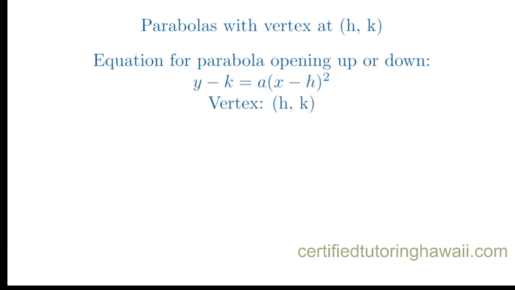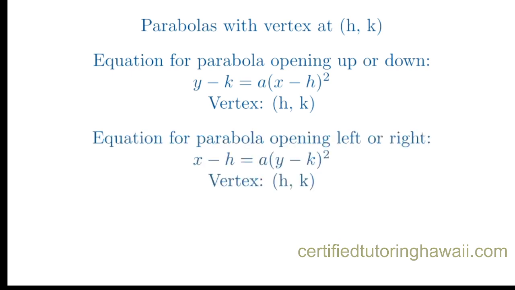A parabola can also open sideways. Its equation is slightly different. For a parabola that opens left or right, the equation is x minus h equals a times the quantity y minus k squared. Notice that x and y have swapped positions compared to the vertical parabola. The vertex is still (h, k).